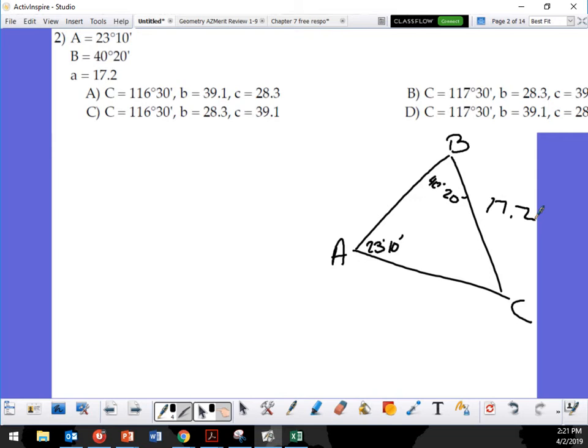Wait, is it the highest number first, like 40 instead? No, it should be 180. It doesn't matter. 180 has to go first, minus the other ones. Okay. 116 degrees and 30 minutes. 116.30? You guys agree? Yes. Yes.